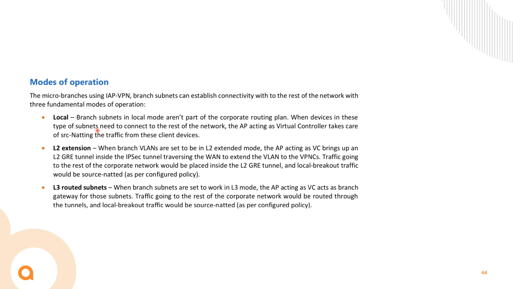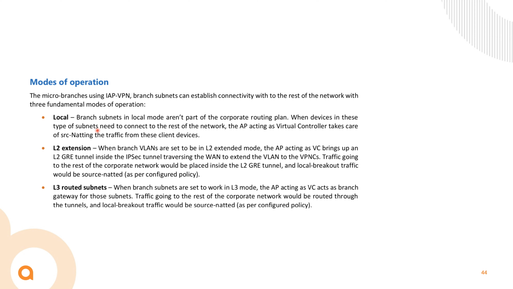With the layer 2 extension, clients at the Microbranch will receive an IP address from the shared VLAN in the data center, and then all the traffic from these clients will be tunneled directly over that L2 GRE tunnel back to the data center. And internet-bound traffic will be source netted out of the instant AP.